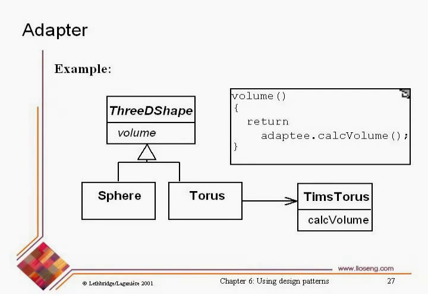Okay, so in this hierarchy, the person who's developing it says, well, I want a sphere and I want a torus. A torus is basically a donut with a hole in the middle. Now, the algorithm for computing the volume of a torus is very, very complicated. It's not a simple thing. So it would be useful if we could just reuse somebody else's algorithm to do that.